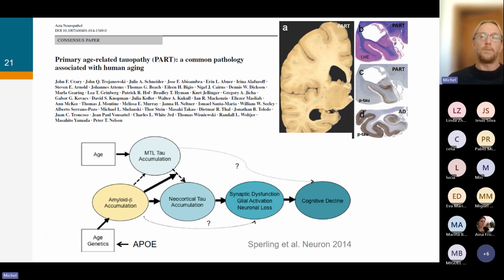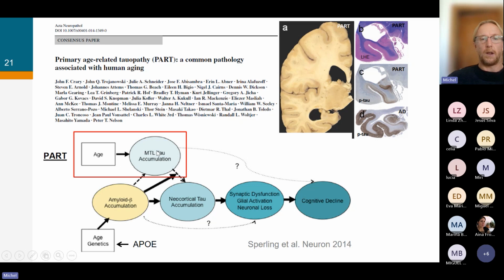And so what is this? It really basically only refers to the definition. It's a pathologic definition, and it refers to the accumulation of AD-like neurofibrillary tau tangles that are indistinguishable in terms of biochemistry from the tau tangles that are seen in Alzheimer's disease. And they also occur preferentially in the medial temporal lobe, as in Alzheimer's disease. However, they appear in the absence of amyloid, so it cannot be Alzheimer's disease. According to this pathogenic model, age is a driving factor for tau accumulation in the medial temporal lobe. No amyloid at this point. And this by itself may or may not have some effects on cognitive decline.